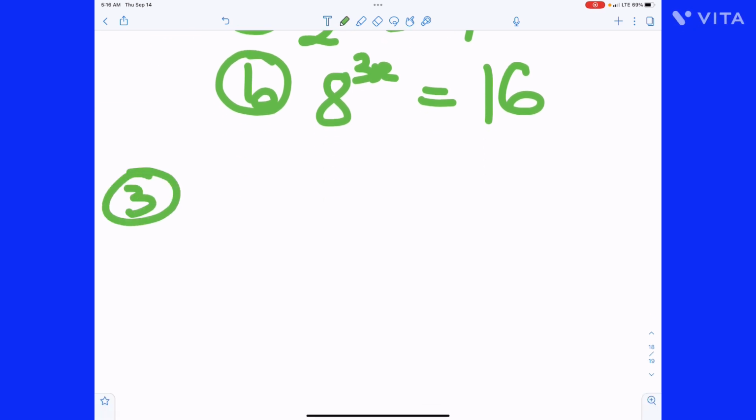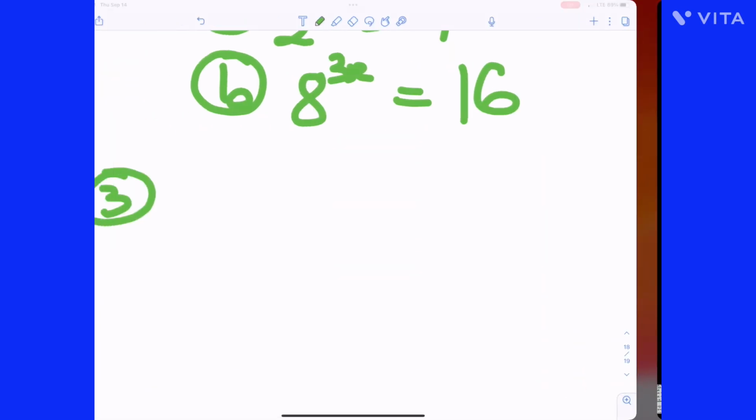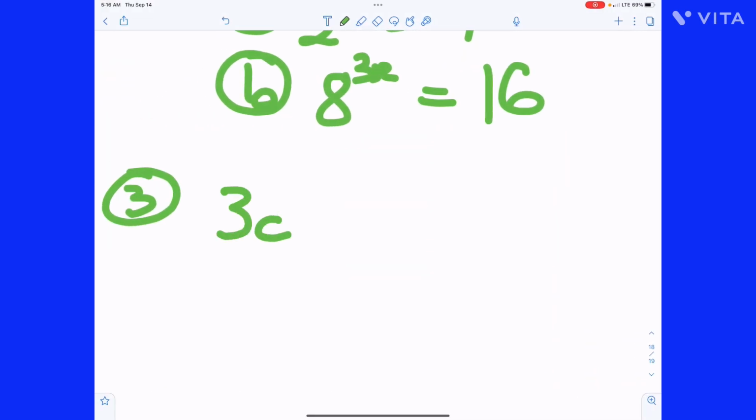Let's continue with number 3. Question 3 in your classwork says 3c squared is equal to 18. 3c squared is 18. Here now, there's a common factor here. 18 is 3 times 6.